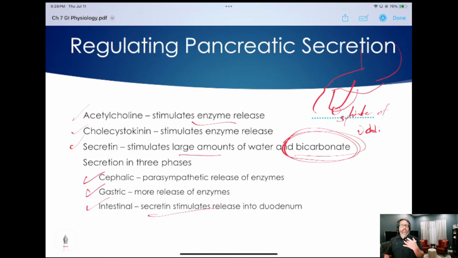So always think about it as if I'm digesting my food, what do I need to have happen? And these are things that are promoting either enzymes for breakdown of food, acid reduction with bicarb, or more enzyme release, obviously with cholecystokinin. So hopefully that helped with that question, Gabby.